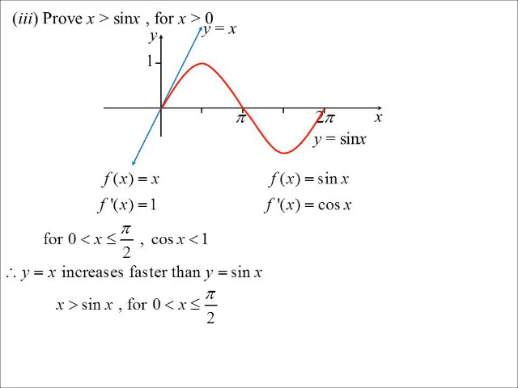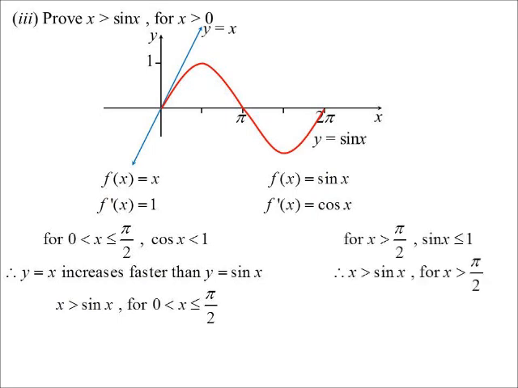So if it's always steeper, then it must be rising quicker. Now they started at the same point, 0, 0. So if the line's rising quicker than the red curve, it's always got to be above it. That's the basic idea I'm using here. So I'm saying, well, between 0 and pi on 2, I know cos x is always less than 1. Well, it's equal to 1 over at pi on 2. So y equals x will increase faster than y equals sine x. So therefore x is always going to be greater than sine x.